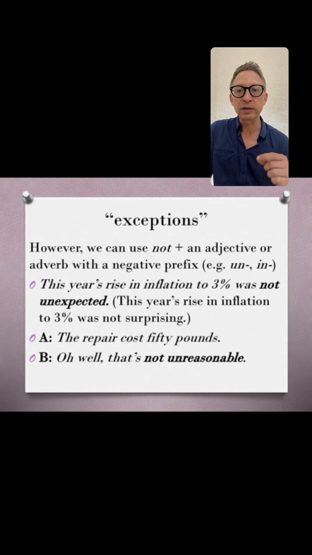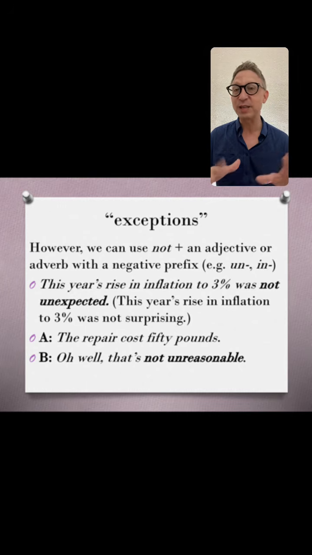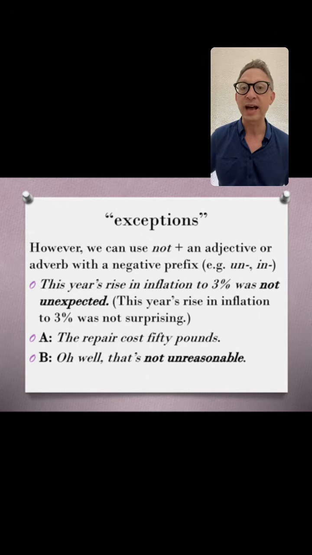The repair cost £50. That's not unreasonable. That means it's reasonable. That's not unreasonable means it's reasonable. That's not unexpected means that was sort of expected. So these are the exceptions to the double negative. The common exceptions and the ones I use rather frequently, I must say. I really like these. Okay, I'm going to open it up now to your questions.